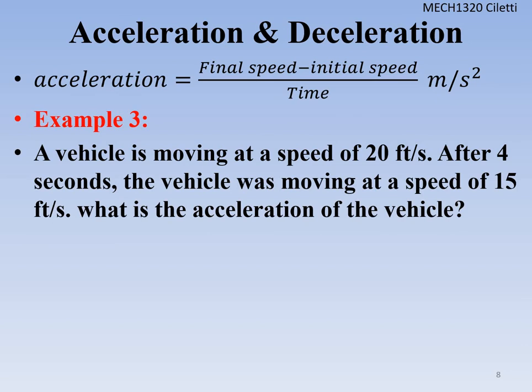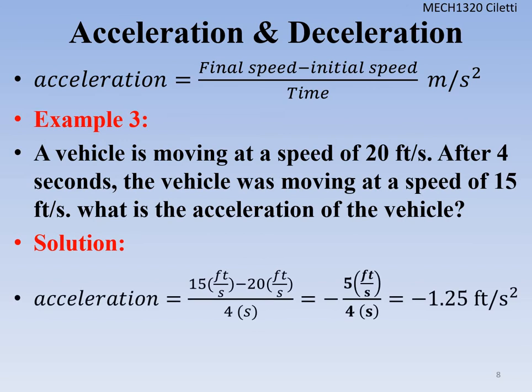It's okay if the answer comes out negative, because that tells us if we're accelerating, if it's positive, or we're decelerating if our answer is negative. So the sign does matter. Okay, so when we do this, it's going to be 15 minus 20 divided by 4. So we get negative 5/4.